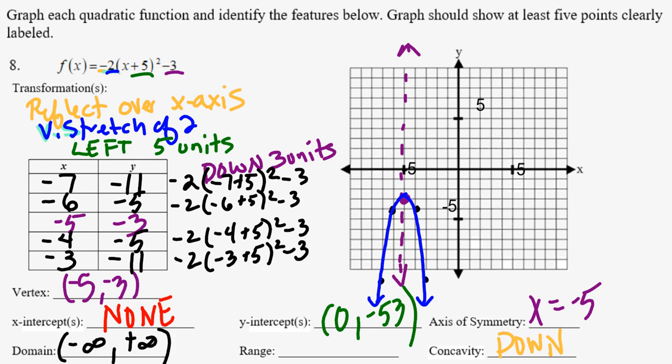Domain never changes for your parabolas, all real numbers, -infinity to +infinity. And the range, again, we've got to be careful, lowest to highest, because it's concave down. There's no limit to how low, so we need the -infinity to start with our parentheses, all the way up to the y value for your vertex, which is at -3. And so we need the bracket because it's as high as we can go.